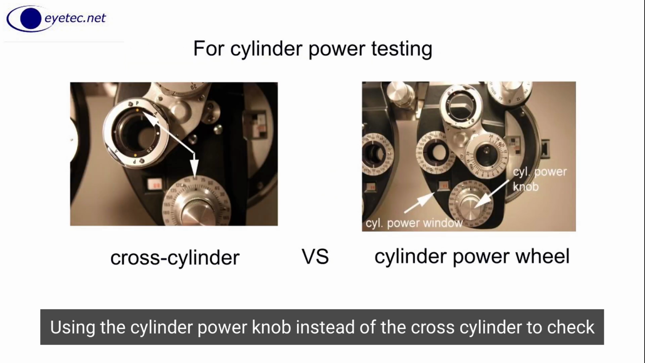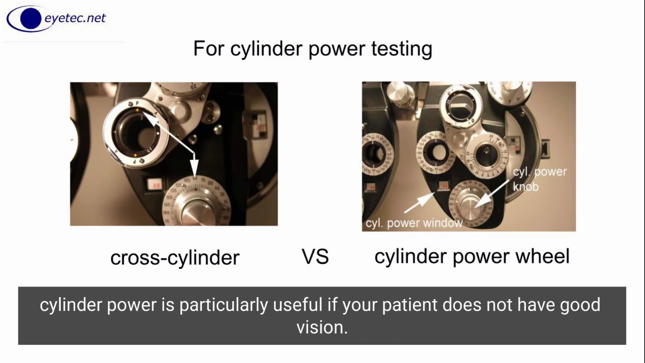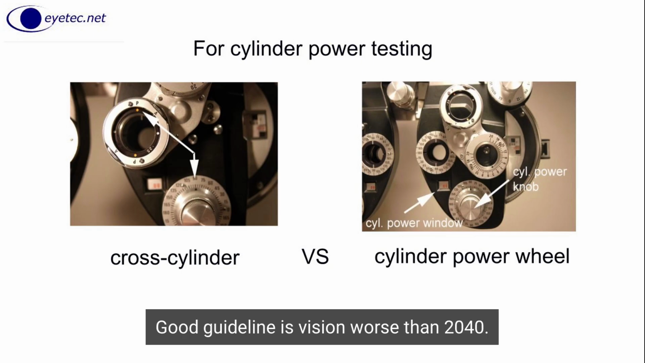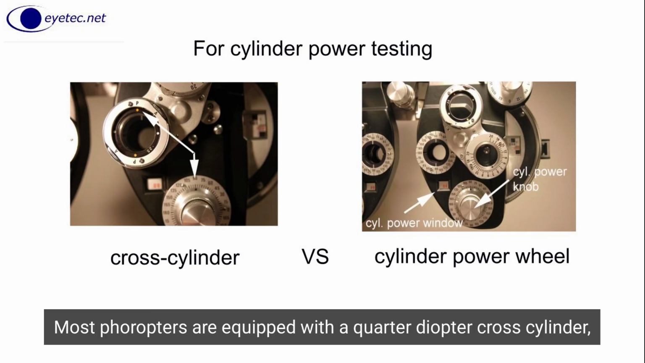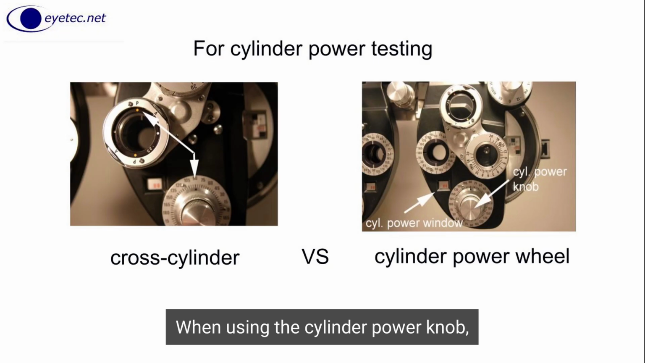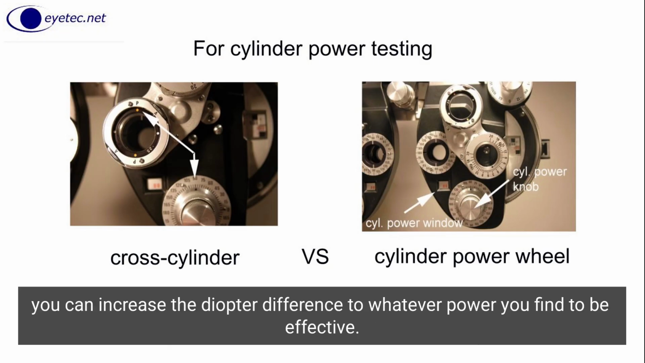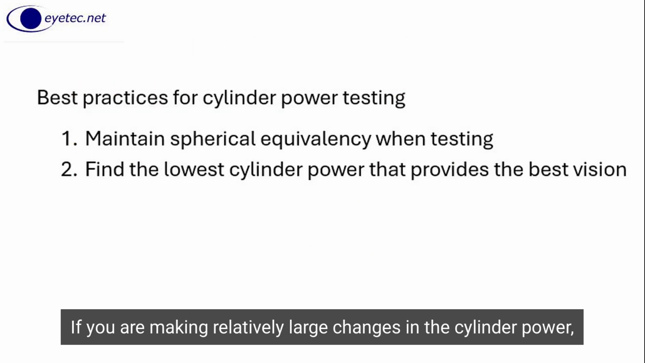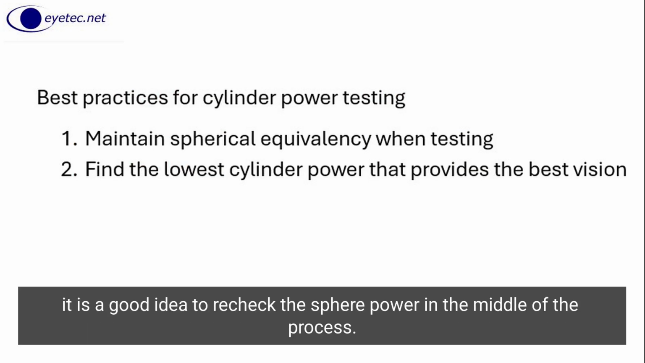Using the cylinder power knob instead of the cross cylinder to check cylinder power is particularly useful if your patient does not have good vision. A good guideline is vision worse than 20/40. Most phoropters are equipped with a quarter diopter cross cylinder, which gives the patient a half diopter power difference when the wheel is flipped. When using the cylinder power knob, you can increase the diopter difference to whatever power you find to be effective.